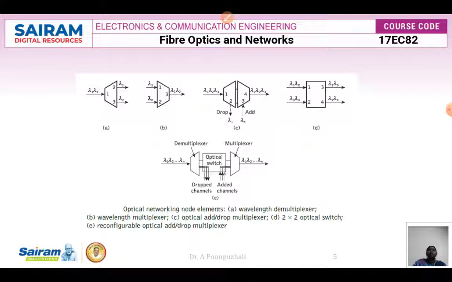Next is a 2 cross 2 switch. In a 2 cross 2 optical switch, we are going to have 2 input ports and 2 output ports. In these 2 input ports, we are going to have the multiplexed signals. So in port 1, I am going to have the multiplexed signal lambda 1, lambda 2, and in port 2, I am going to have the multiplexed signal lambda 3 and lambda 4. The outputs are ports 3 and 4, where the signals are multiplexed and routed to the corresponding output port. So at output port 3, I am going to have lambda 1 and lambda 3, and at port 4, I am going to have lambda 2 and lambda 4.